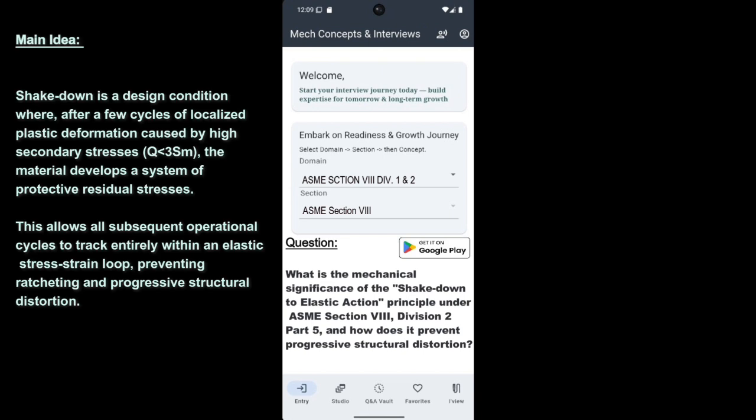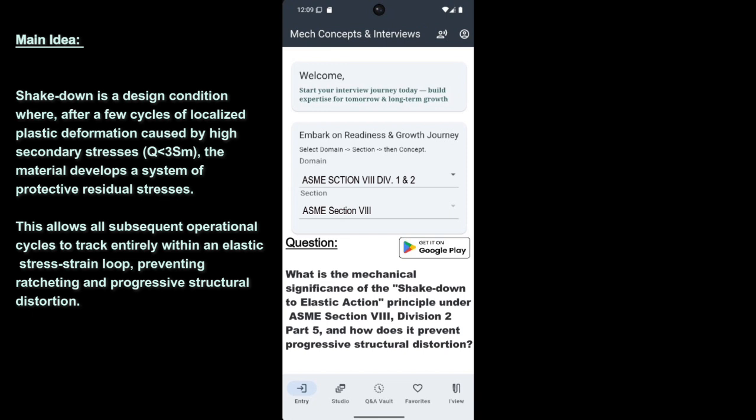Shakedown is a mandatory code-defined structural condition. It dictates that an asset is permitted to undergo a small amount of localized plastic deformation, actual permanent yielding, during its first few initial operational cycles. Because of those secondary stresses. Right, caused by those high secondary stresses we discussed, provided they remain less than or equal to 3 S sub m. During these initial cycles, the localized yielding actually develops a system of protective residual stresses.